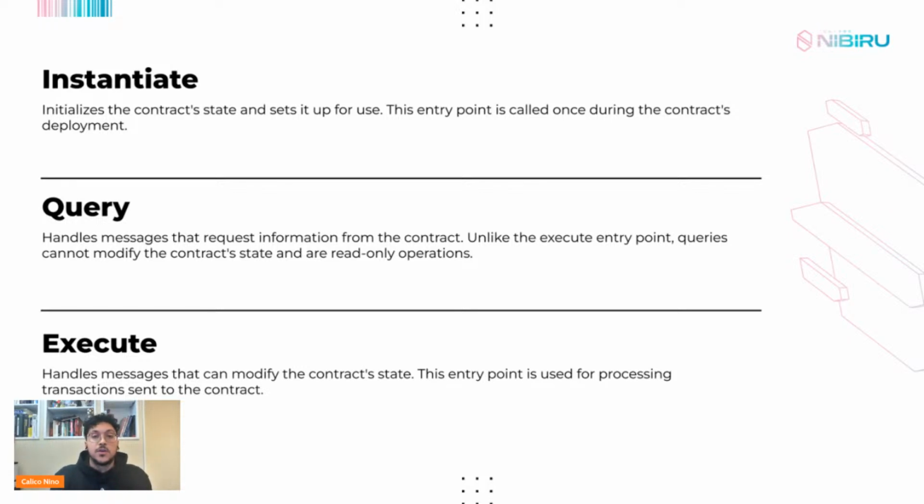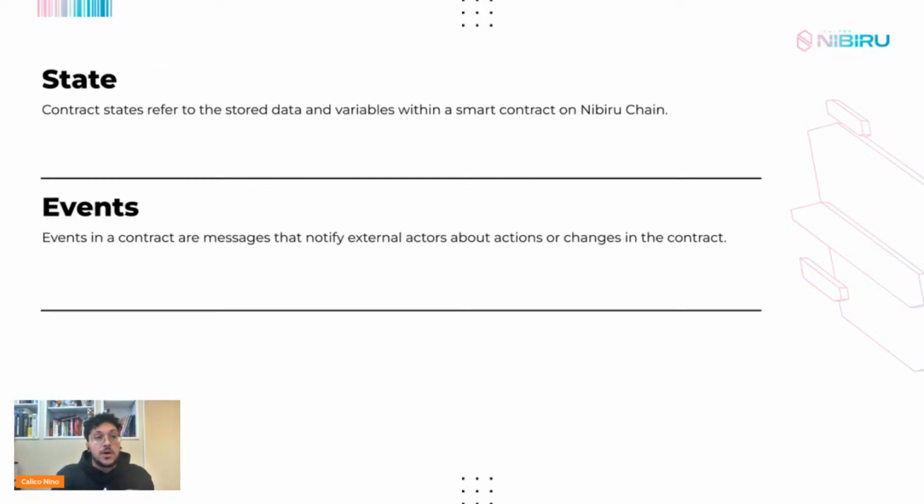Now, execute is one of the most important ones. It handles the messages that can modify the state of the contract. When a transaction is sent to the contract, it is processed by the execute function. It can be things like modifying the state, sending tokens, minting something, or burning some tokens. These execute functions are where the core logic of the contract resides. Now, the other two features of CosmWasm contracts are the state, which I kind of mentioned a little bit.